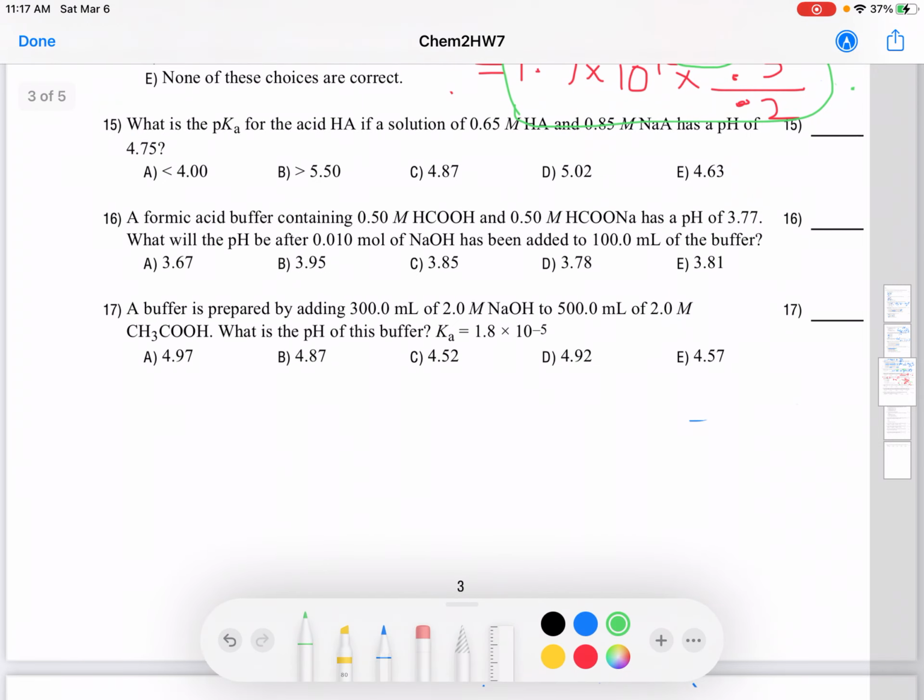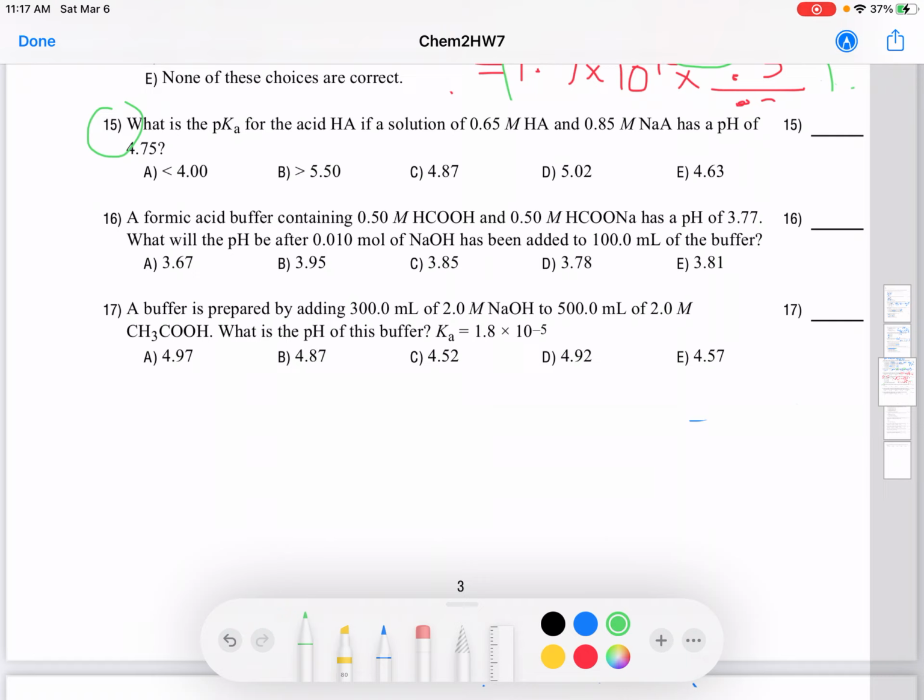Number 15. Okay, we are looking at number 15. What is the pKa for the acid HA if a solution of 0.65 molar HA and 0.85 molar sodium acetate has a pH of 4.75?